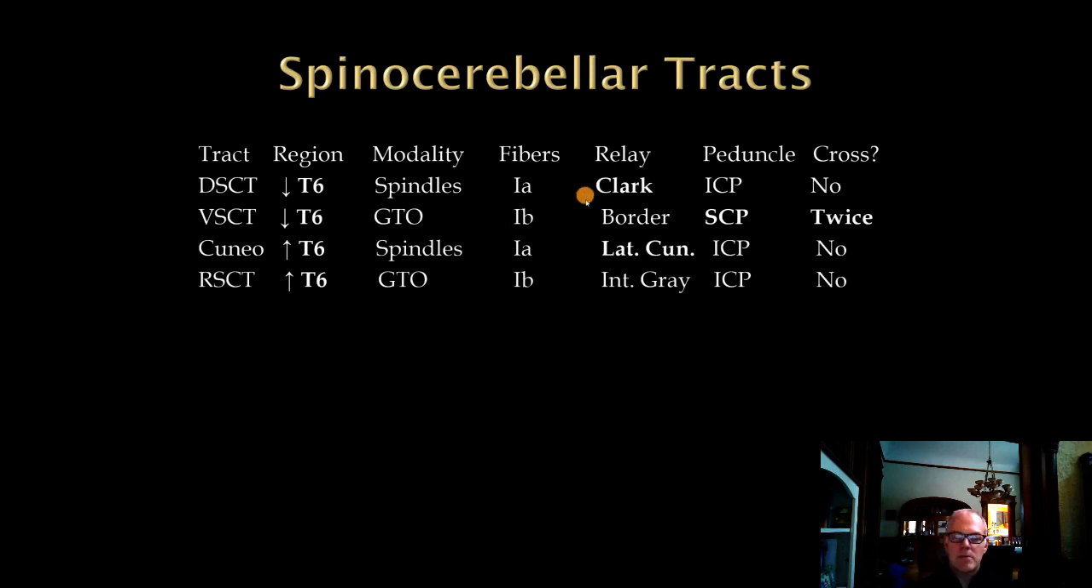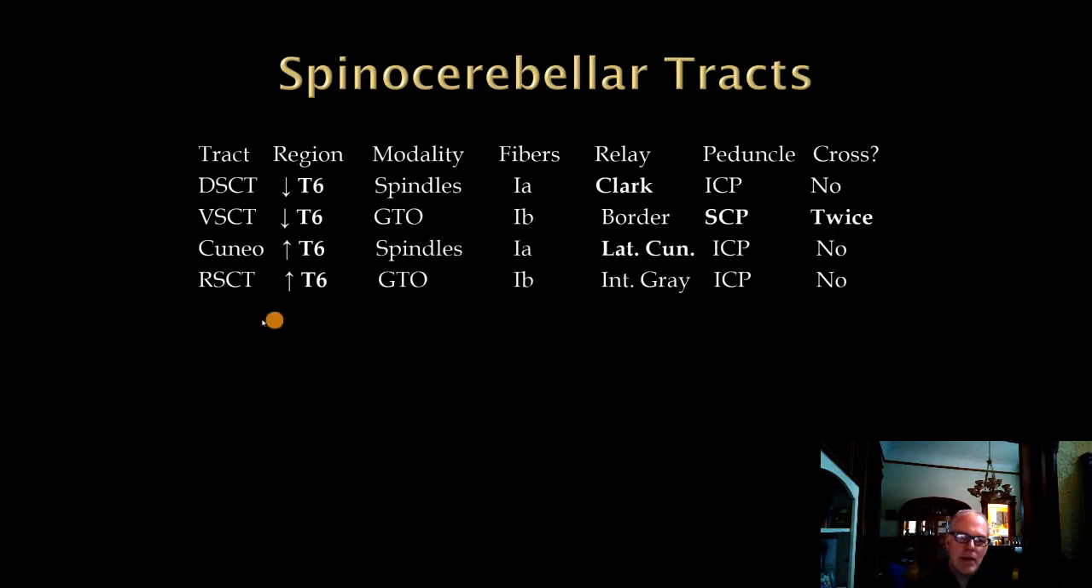Okay, and in terms of the relay nuclei involved here, I'd just like you to know Clark's nucleus. Okay, and associate that with the dorsal spinocerebellar tract. Okay, the dorsal spinocerebellar tract goes up through the inferior cerebellar peduncle. It doesn't cross. The ventral spinocerebellar tract goes through the superior cerebellar peduncle, and remember, it crosses twice.